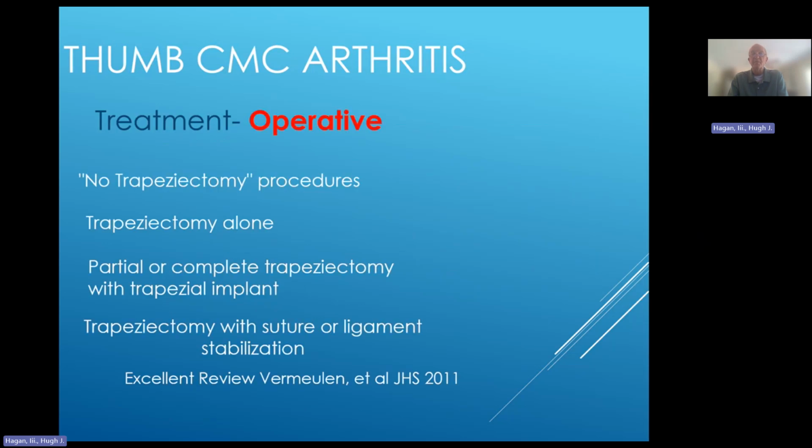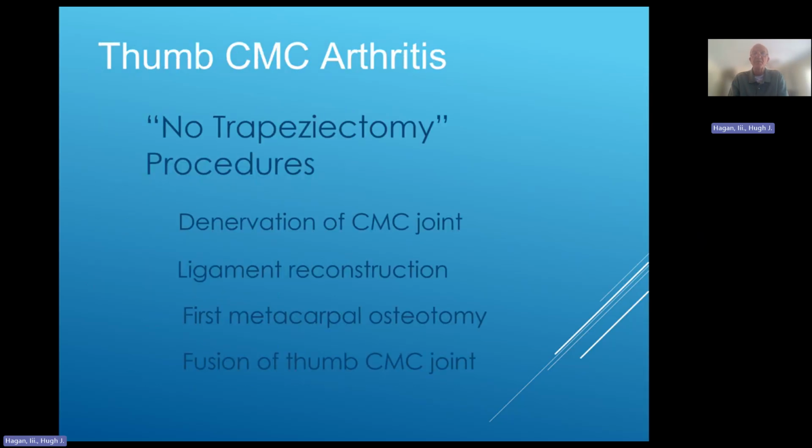What about operative treatment? This falls into several categories: the no trapeziectomy procedures, trapeziectomy alone, partial trapeziectomy with an implant, complete trapeziectomy with an implant, or trapeziectomy with suture or ligament stabilization. Good review in 2011 in the Journal of Hand Surgery.